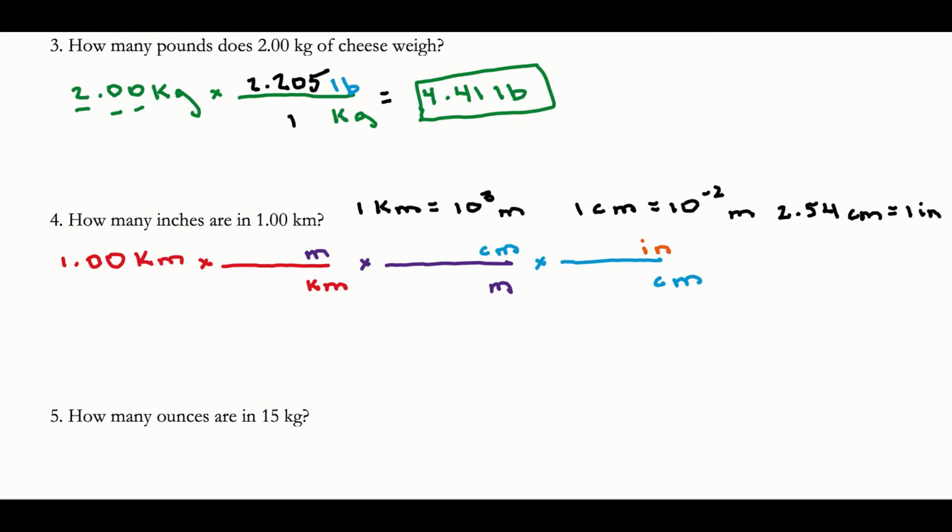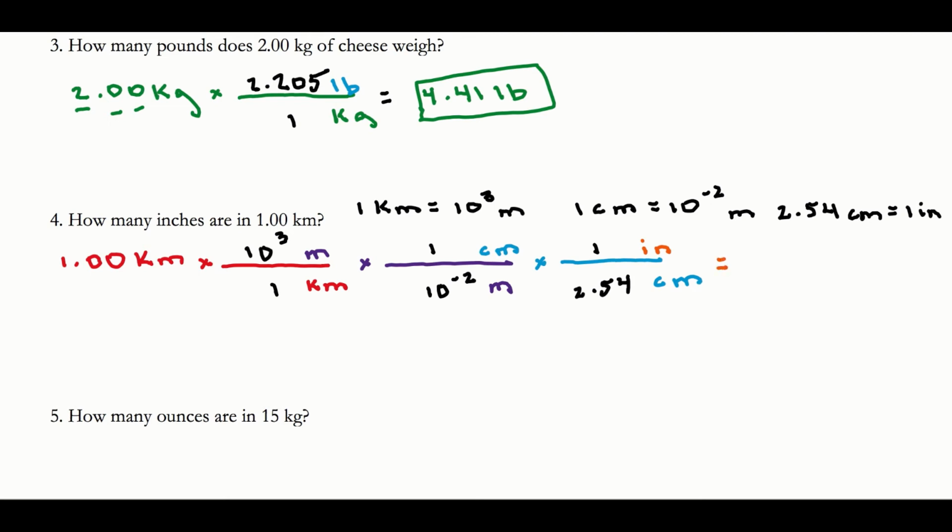Now I can put all of the relationships that I just wrote into the problem. I know that there are 10 to the third meters in a kilometer. I know that 1 centimeter is 10 to the negative second meters. And I know that 1 inch is 2.54 centimeters. So when I do the math for this, I'm going to take 1, multiply by 10 to the third, divide by 10 to the negative second, and then divide by 2.54.